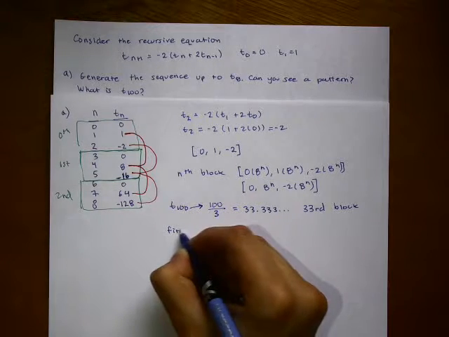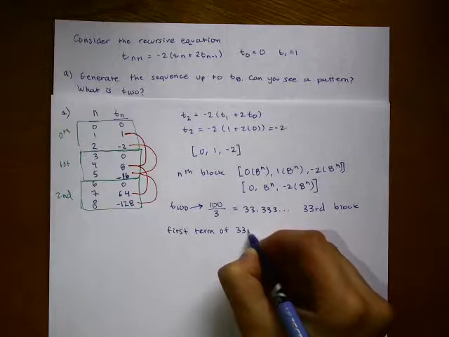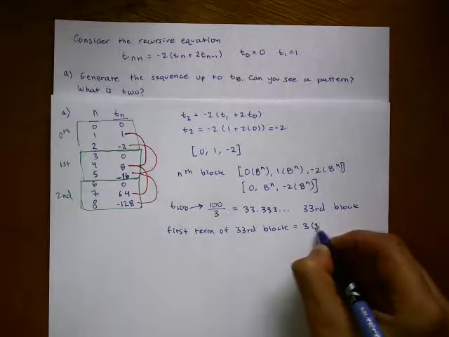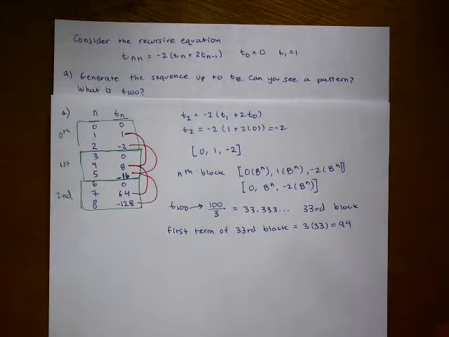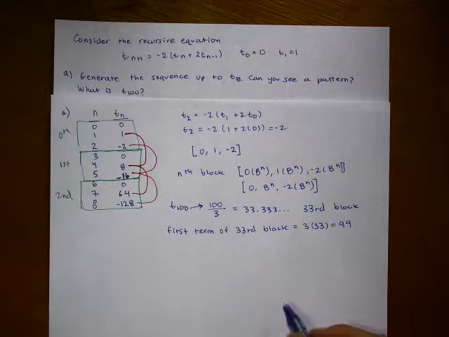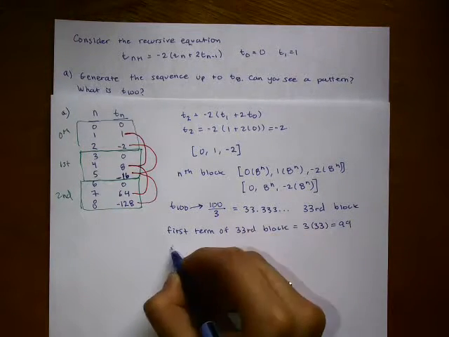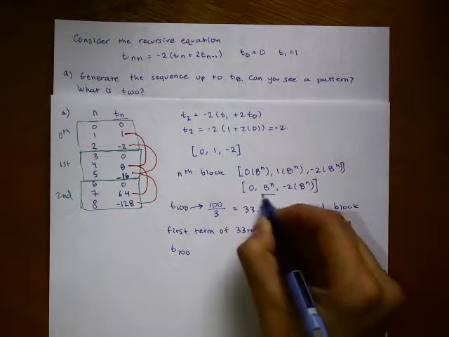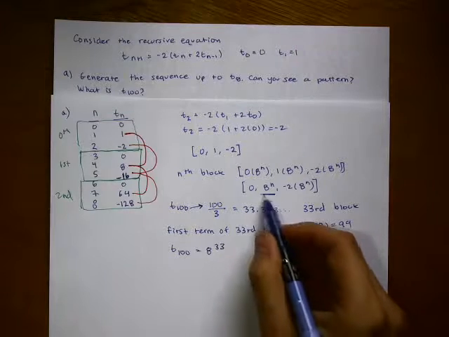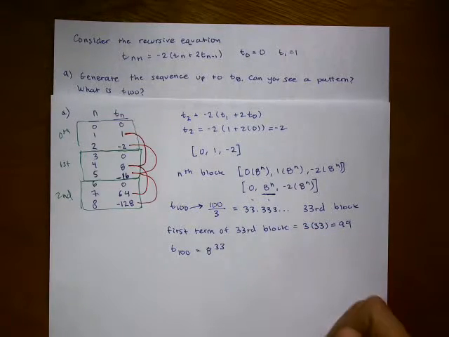Now we have to figure out which term it is in the 33rd block. To do that, we're going to figure out the first term of the 33rd block by multiplying 33 by 3, and that gives us 99. So if 99 is the first term, then t100 must be the second term in the 33rd block. Therefore, t100 is going to be equal to 8 to the power of 33. I took this one here because it's the second term, so 1, 2, in the 33rd block.